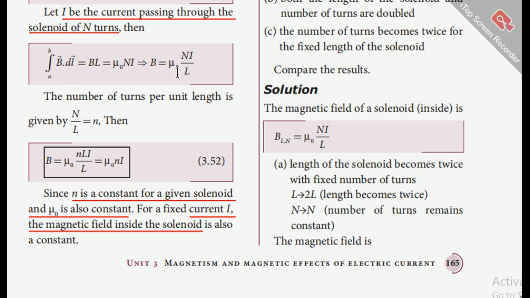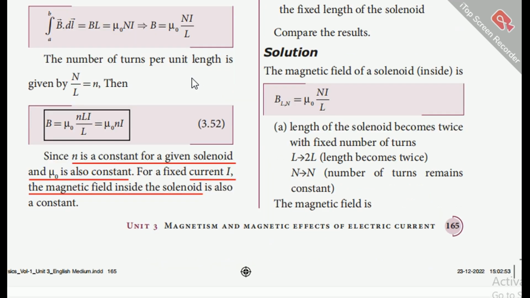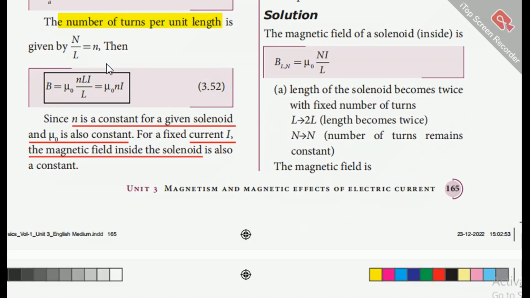So B equals mu naught into N I by L. The number of turns per unit length is given by n equal to N by L, where N is the total number of turns. Then B equals mu naught n L I by L, so that is equal to mu naught n I. So this is the magnetic field. Since n is constant for a given solenoid and mu naught is also a constant, for a fixed current I, the magnetic field inside the solenoid is also a constant.